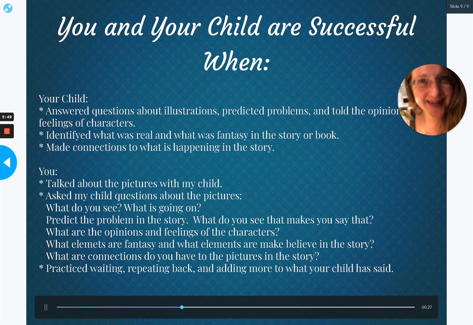You will know that you were successful in helping your child construct meaning from illustrations after you talked to your child about pictures in the book and asked them questions about the pictures, such as, what do you see? What is going on? Predict the problem in the story and tell me, what do you see that makes you say that? What are the opinions and feelings of the characters? What elements are fantasy and what elements are make-believe in the story? And what are some connections that you have to the pictures in the story?